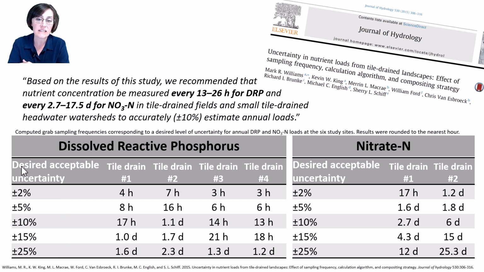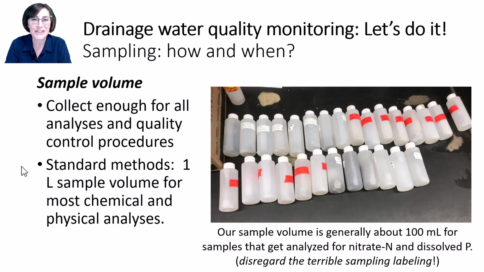You'll also notice that the sampling frequencies for nitrate tend to be much longer than they are for dissolved reactive phosphorus. That's because dissolved phosphorus tends to be much flashier and more storm flow driven than nitrate, so you really need to be sampling quite frequently if you want to have high certainty that you've captured the real true annual dissolved phosphorus loss. One last question is how much sample should be collected?